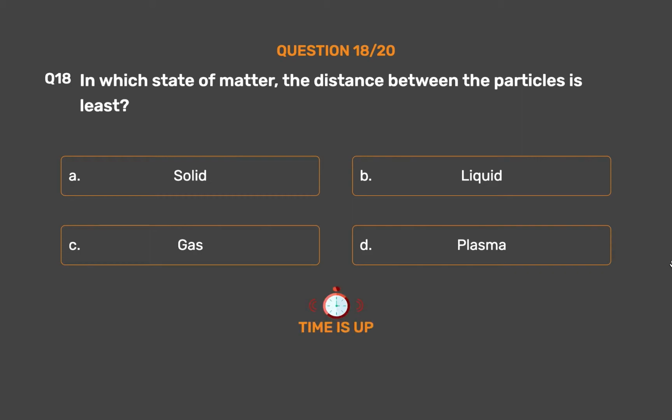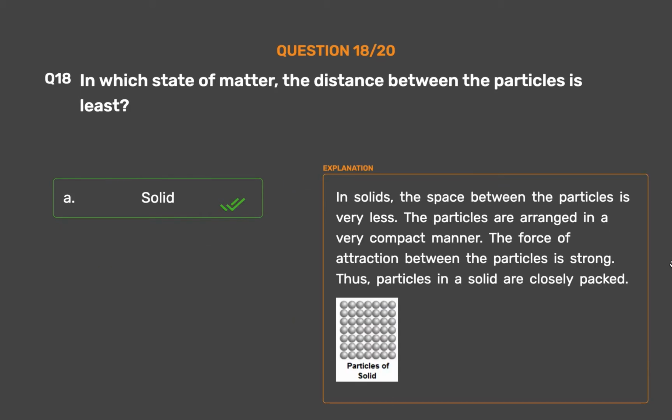The correct answer is option A. Solid. In solids, the space between the particles is very less. The particles are arranged in a very compact manner. The force of attraction between the particles is strong. Thus, particles in a solid are closely packed.